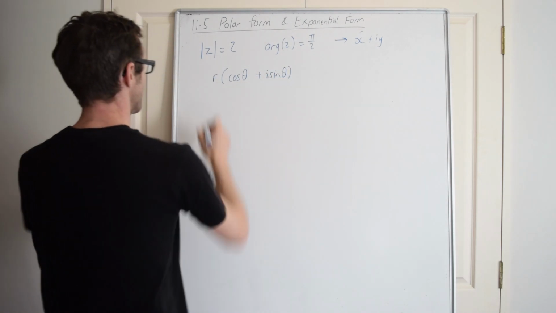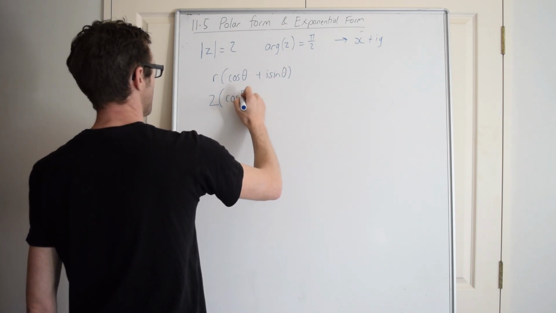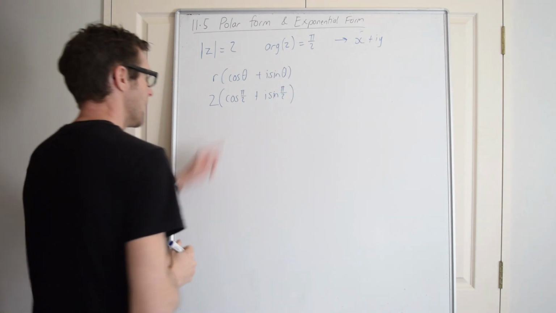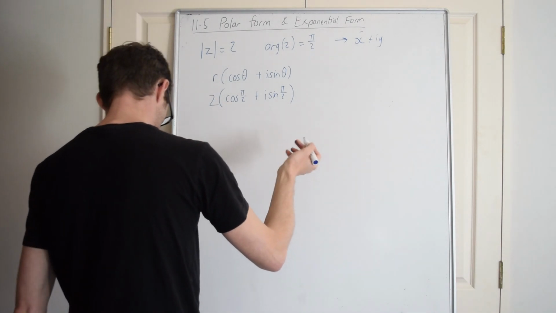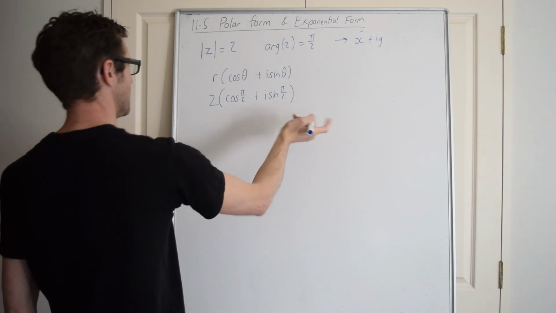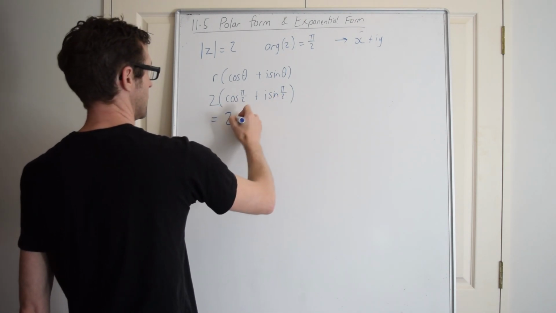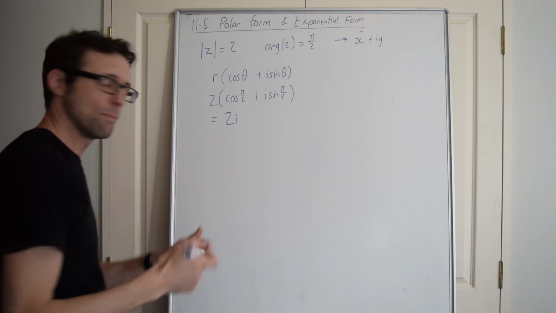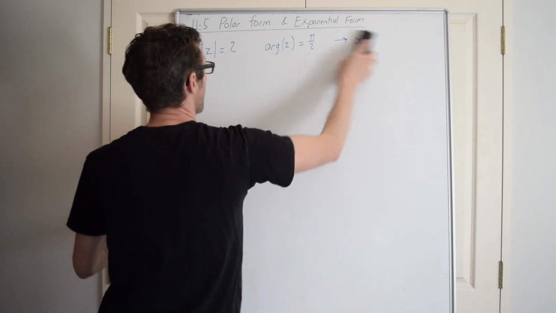So in this case, r is 2, theta is this, so cosine pi over 2 plus i sine pi over 2. Now, what is cosine pi over 2? I think that's 0, so we should have 2 times 0 is 0. Sine pi over 2 is 1, so we should have 2 times i, or 2i. So that is our first one. I'll do one more of these so you get the hang of them. Let's now look at f. So 4f.